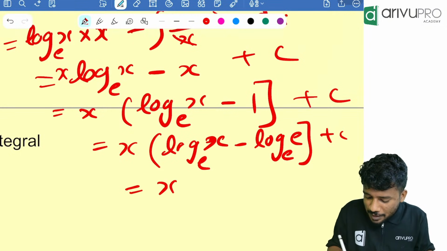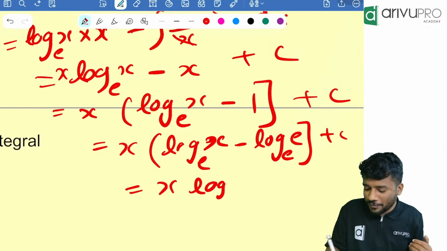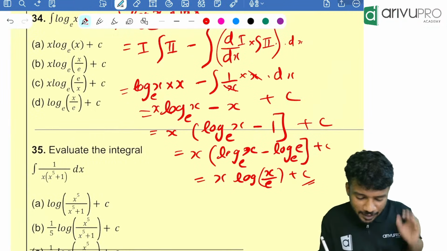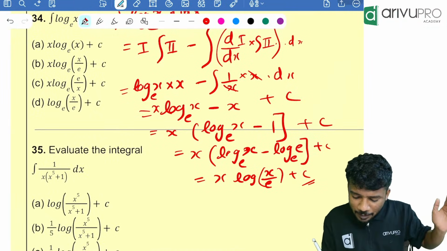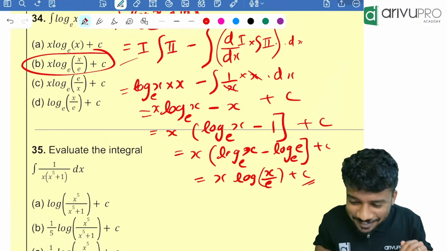That is x into log of a minus b, which is log of a by b. So x into log of x by e plus c. So which option is the answer? x into log of x by e plus c. There is only one option. Option B is your answer. Got the point? Got it?